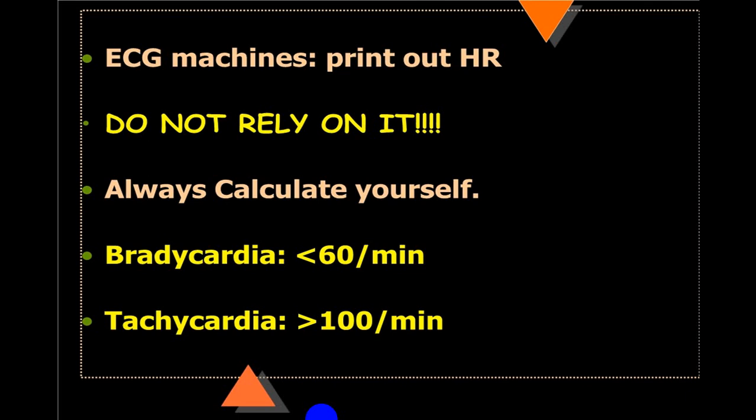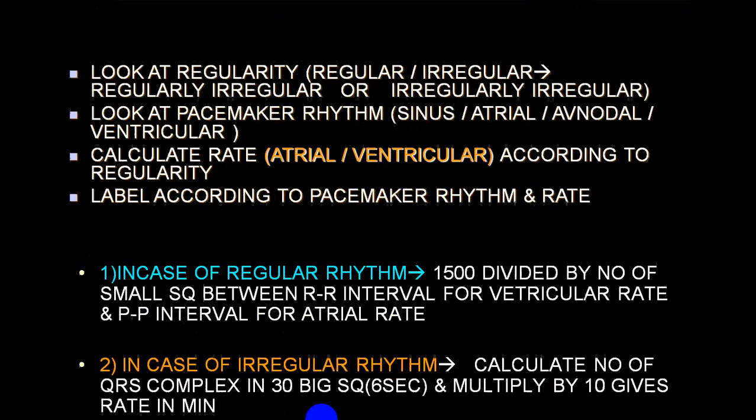Whenever any rate is less than 60 per minute, whether it is atrial, ventricular, nodal or sinus, or it is a pacemaker, we use the word bradycardia, and more than 100 per minute, we use the word tachycardia. It is only the rate per minute. We don't mention anything regarding the rhythm. Then depending upon the rhythm, we'll mention sinus bradycardia, sinus tachycardia, nodal tachycardia, nodal bradycardia, etc. We'll be mentioning all those terms later on in this lecture.